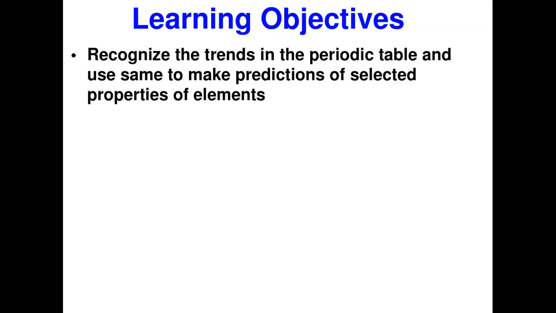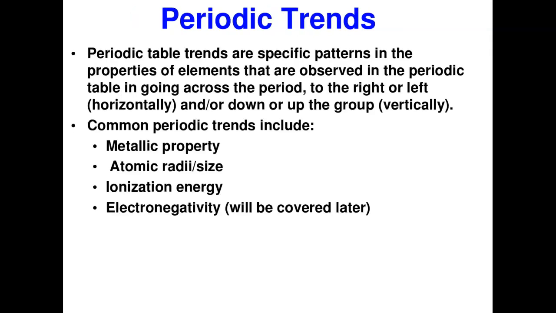So, periodic trends. The periodic table trends are specific patterns in the periodic table that we recognize either when we go across the period, which usually means going horizontally, from left to right or right to left, or when we go down the group, usually going up or down the group vertically. Those are the particular properties or patterns we see when we do this.